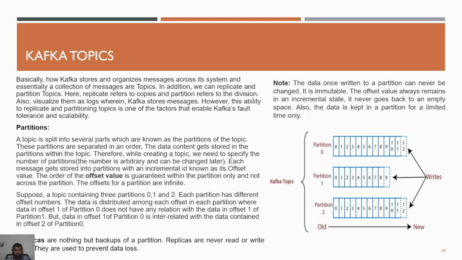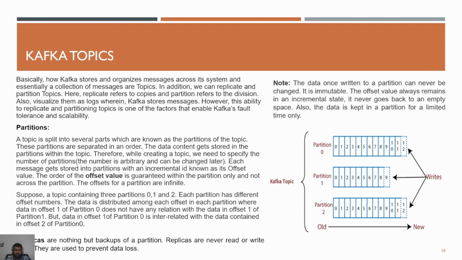Kafka topics. Basically, how Kafka stores and organizes messages across its system, and essentially a collection of messages are topics. In addition, we can replicate and partition topics. Here, replicate refers to copies and partition refers to the division. Also, visualize them as logs wherein Kafka stores messages. However, this ability to replicate and partition topics is one of the factors that enable Kafka's fault tolerance and scalability.